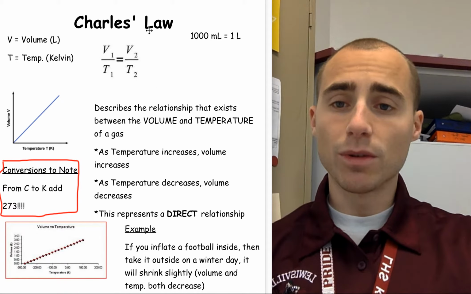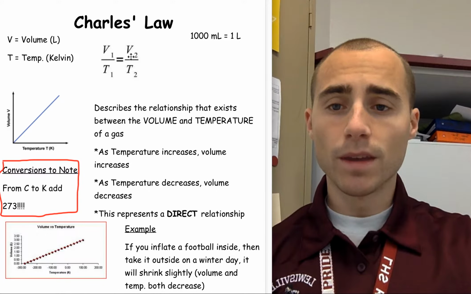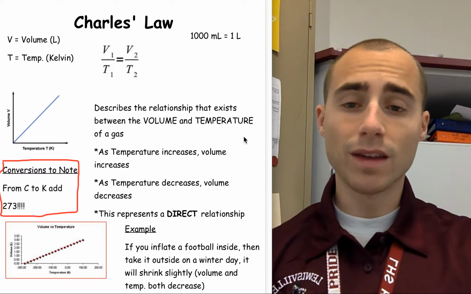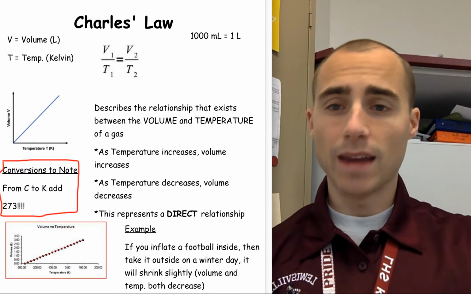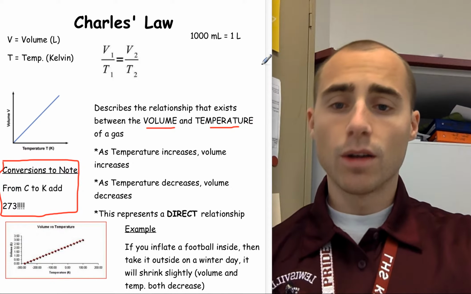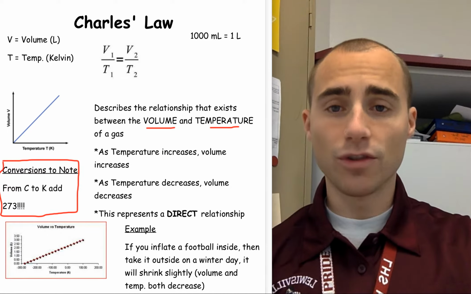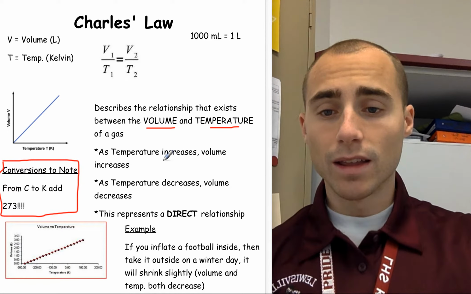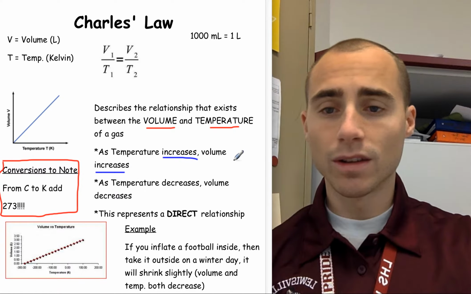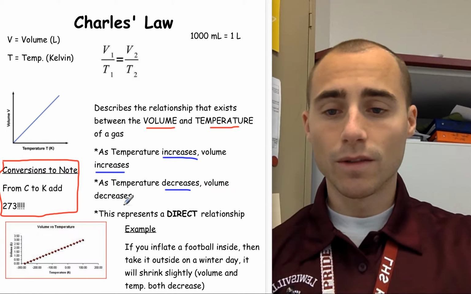The relationship that's going to exist with Charles' Law is volume 1 over temperature 1 equals volume 2 over temperature 2. So it describes the relationship that exists between volume and temperature within a gas. And it is going to be a direct relationship. What a direct relationship means is that as one increases, the other also increases. So as temperature increases, volume increases. As temperature decreases, volume decreases.